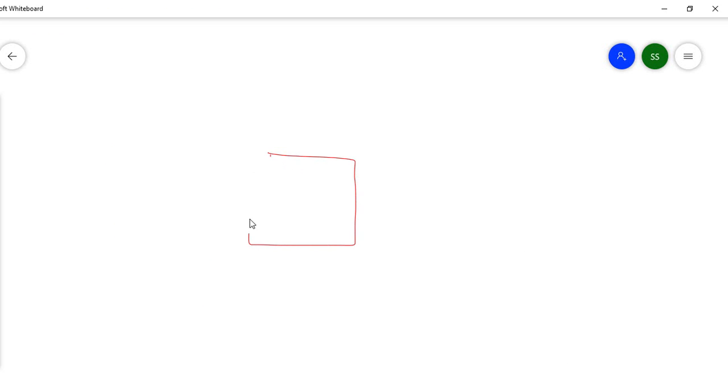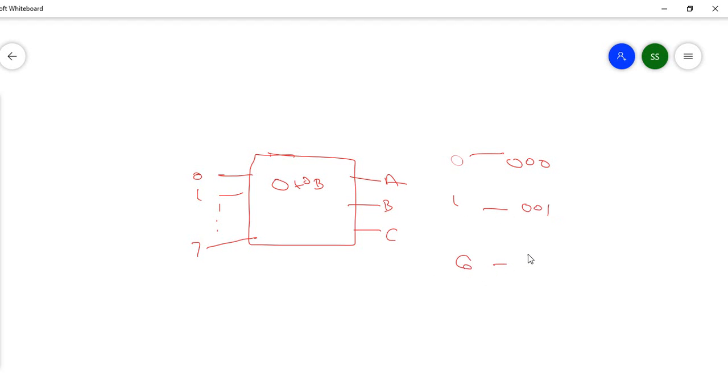According to that, you have to draw the logic diagram. Here you have to take like this. This is octal to binary, and in this we take inputs 0, 1 up to 7, and the output is 3 bits, A, B, C. Now in the truth table, when 0 is high, you get 0, 0, 0. When the 1st bit is high, it is 0, 0, 1. If the 6th bit is high, then it is 1, 1, 0. If the 7th bit is high, it is 1, 1, 1.